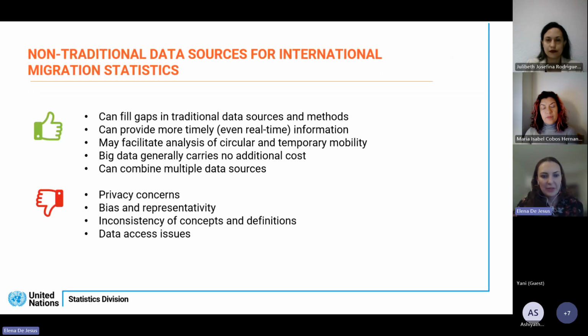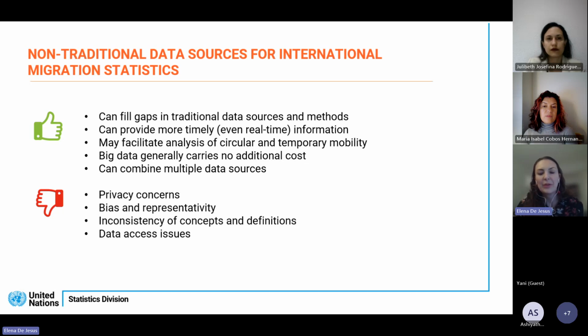And then, of course, we have the non-traditional data sources. So that's the leading edge so far. We're still working on how to best harness these. Big data is, of course, on everyone's mind. And we can use non-traditional data sources to fill gaps in the traditional data sources and methods. They can provide us with more timely data. So, for example, we can analyze social media for sentiment on migration. We can facilitate the analysis of temporary mobility with, for example, mobile phone data.